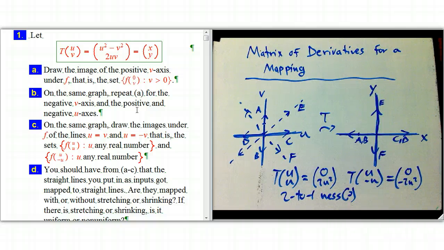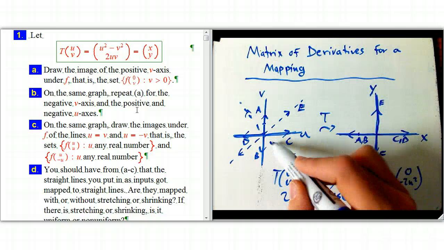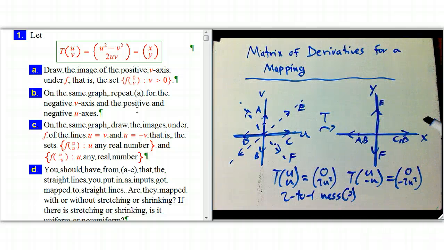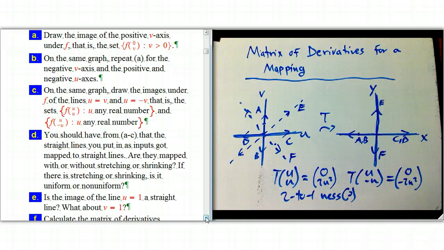It's kind of a conjecture here. We're getting a lot of things where 2 points get mapped to the same point. Maybe there's more than 2 to 1-ness, but maybe there's many points going to the same point. But in fact, it really is going to turn out to be 2 to 1-ness. We'll see that in a minute. Okay. So, part D. Here I ask, we've got these straight lines mapping to straight lines, or at least rays.